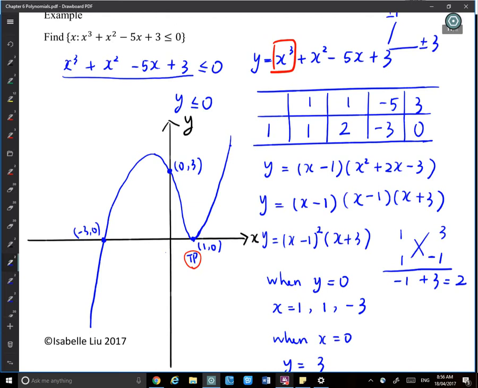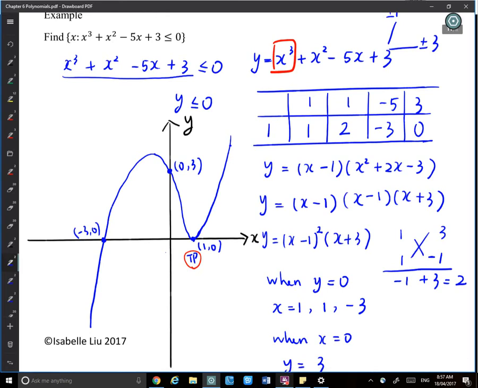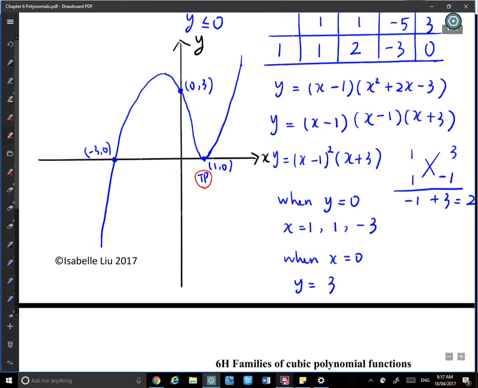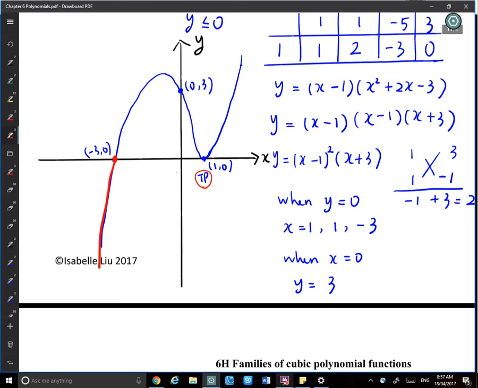And the next thing is to solve this inequality, to decide which part is the correct part. I need y smaller than or equal to 0. You want to see what kind of x can give you y less than or equal to 0. So you just see which part is below the x-axis or on the x-axis. So this part of the graph is below the x-axis and includes this point. Is there any other part of the graph that satisfies y less than or equal to 0? No.